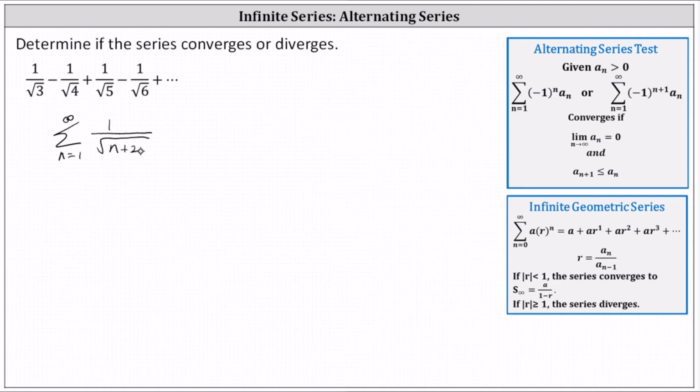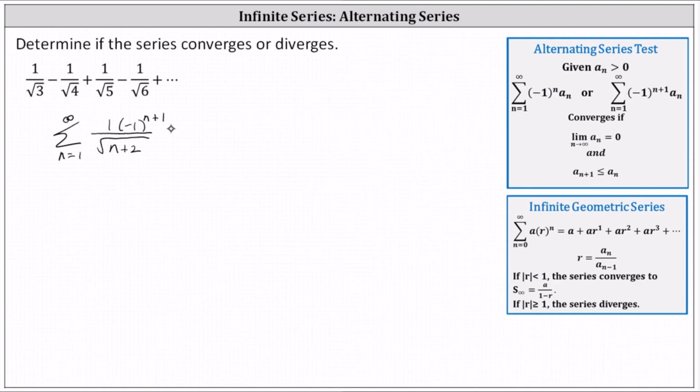And now to deal with the alternating sign, let's try a factor of negative 1 to the power of n in the numerator. This actually isn't correct. Notice when n is 1, we get negative 1 divided by square root 3. We want positive 1 divided by square root 3. So we'll change the exponent on negative 1 to n plus 1. Now notice when n is 1, we do have positive 1 divided by square root 3. When n is 2, we do have negative 1 divided by square root 4, and so on.